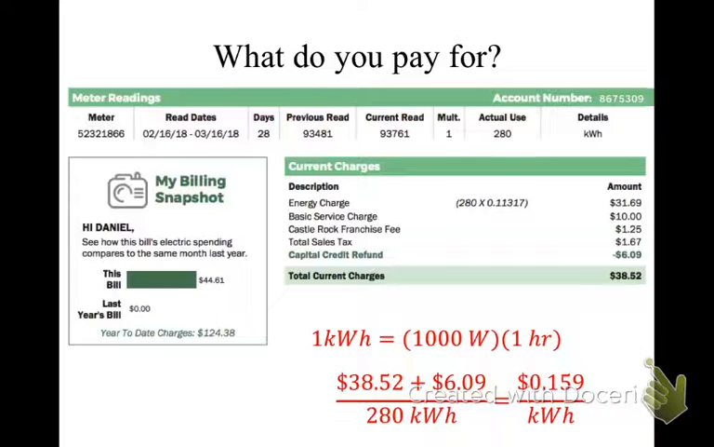I'm going to add this $6.09 because they did something there for me. But if we add that back into the cost, I paid some $42, $43, $44 for this. That gives me 16 cents per kilowatt hour. So 16 cents per kilowatt hour is what I pay today, right now. Every time I operate something at 1,000 watts for an hour, it costs me 16 cents at home.